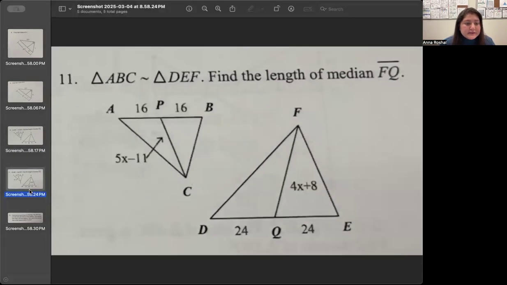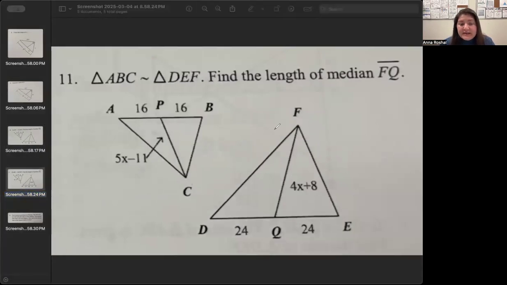Okay, let's do the next one. So in this case, again, it's the same exact thing. The only thing is we're going to be flipped. And since we're looking for, in this case, FQ, whatever X is, we're going to have to plug it back into this in order to find the actual final answer.